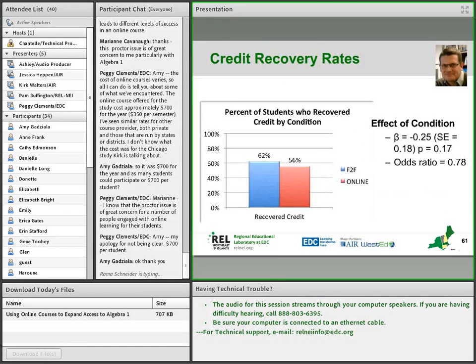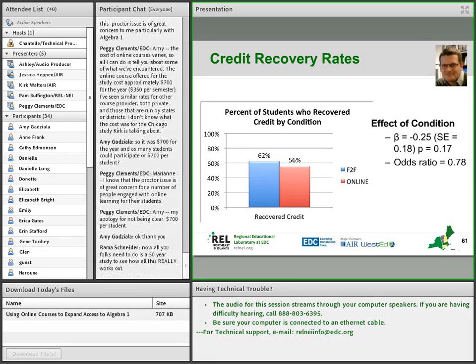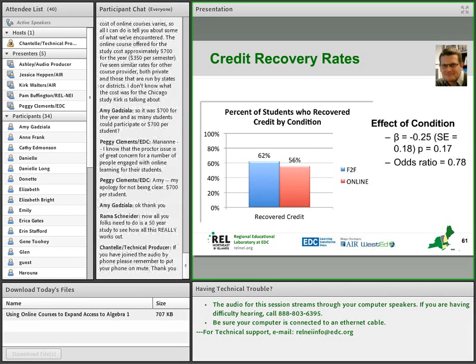So in terms of the credit recovery rates, on average, 58% of the kids who attended summer school, either in the online or the face-to-face setting, recovered their credits. And when you compare the online versus the face-to-face rate, 62% in the face-to-face class versus 56% in the online class, and that was not a significant difference. So they recovered the credits at roughly the same rate.